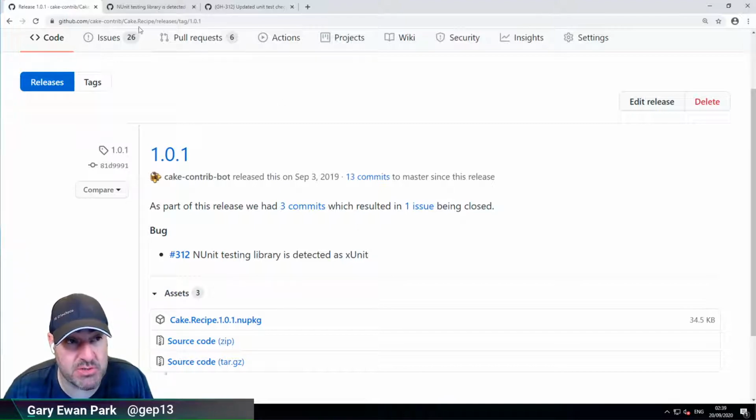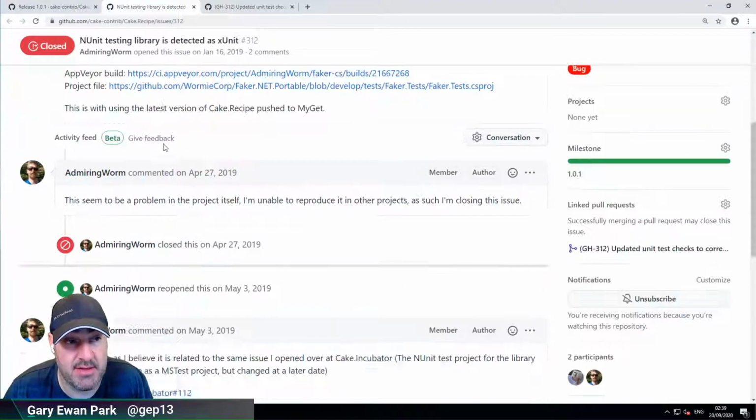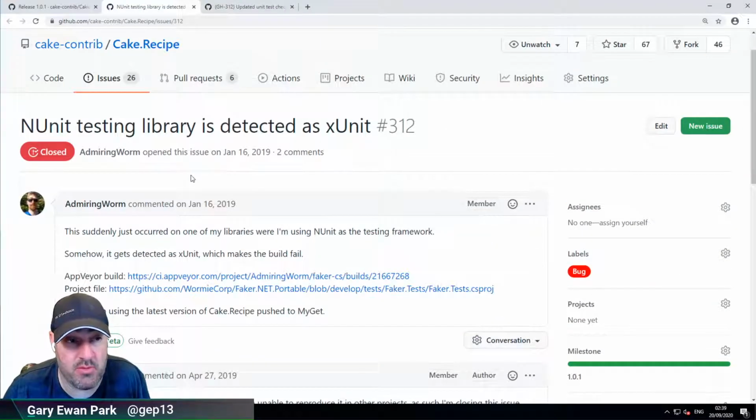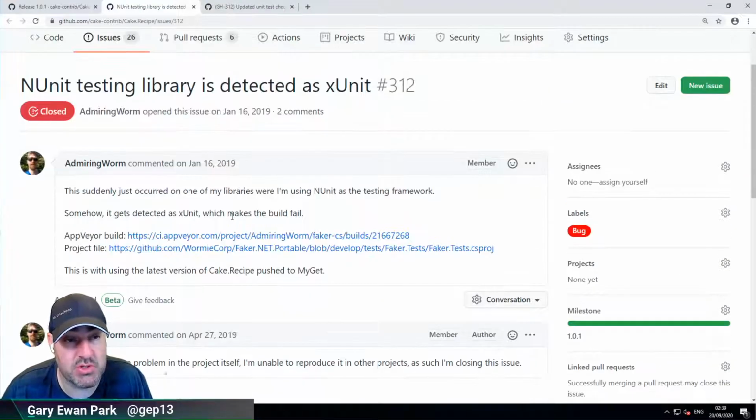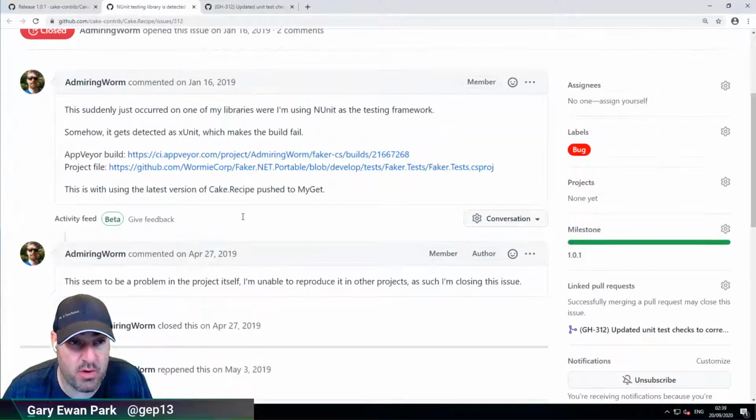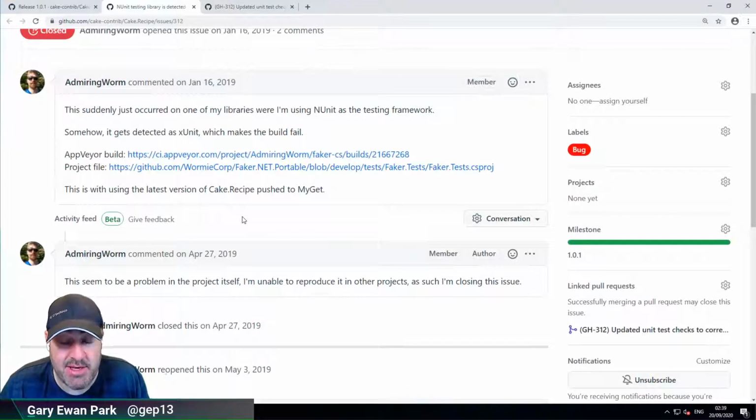project. So this was an issue that was raised by Kim Normo, or Myring Worm, on GitHub. So what he basically figured out was that depending on how a unit test project was created, it could be misidentified as a different unit testing library within Cake.Recipe.